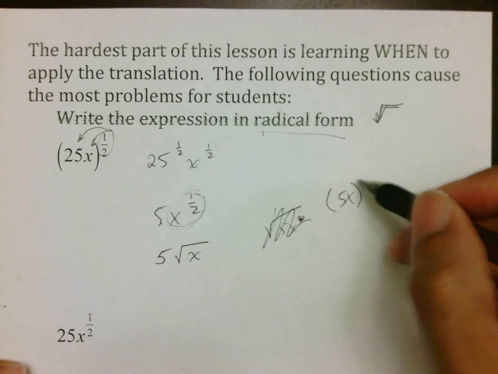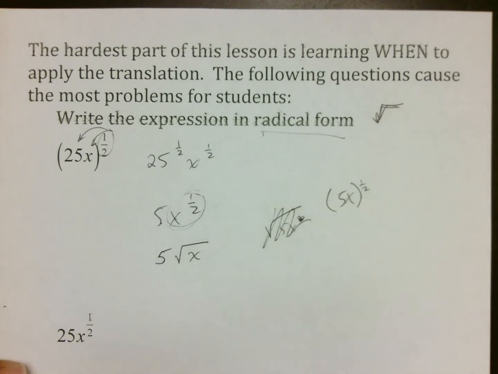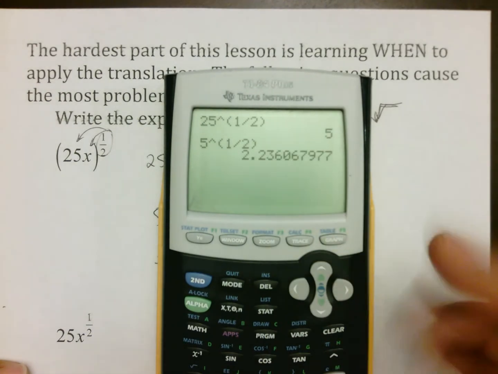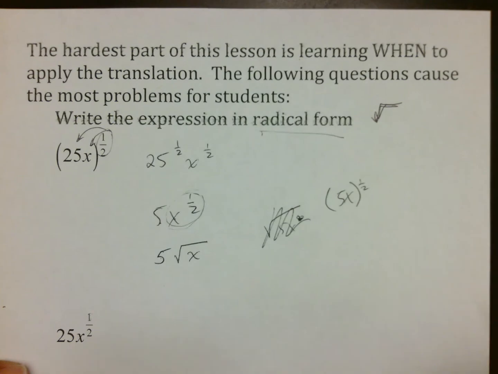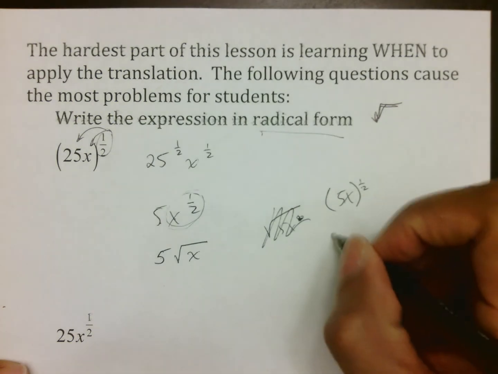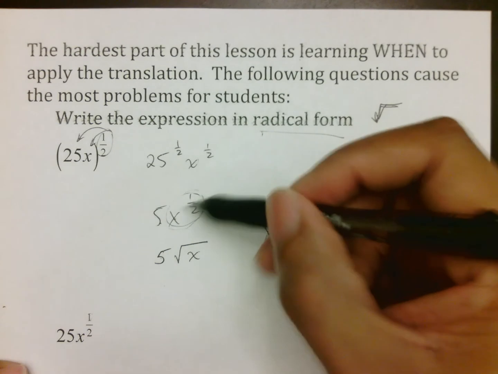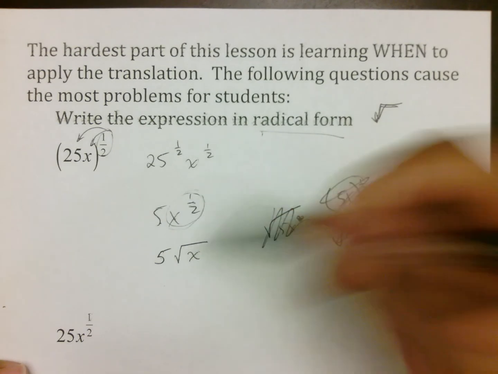And notice that the 1/2 goes to everything, and the 5 to the 1/2 doesn't turn to anything at all. Notice how you have a decimal, so that means that you can't simplify it, and that would turn into the square root of 5x. But again, you just got to make sure you learn that if this 1/2 is only attached to x, then x is the only thing that goes inside.